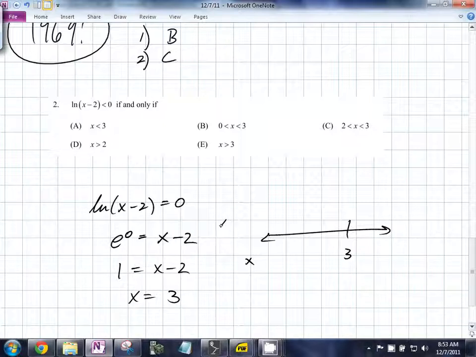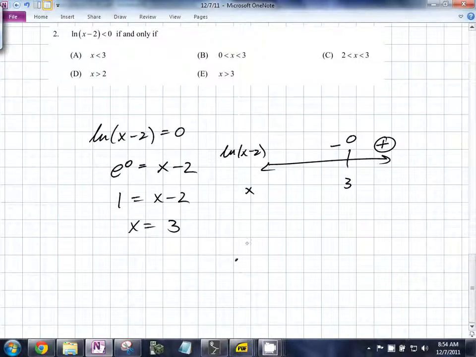If x is greater than 3, what happens? It's positive, right? Do you agree with that? And if it's less than 3, it's negative. But what's the domain of ln of x minus 2? X has to be greater than 2, because if it's equal to 2, you have the ln of 0. Can you take the natural log of 0? No. So this is canceled because it's not in the domain, right? So you're just looking at from 2 to 3.